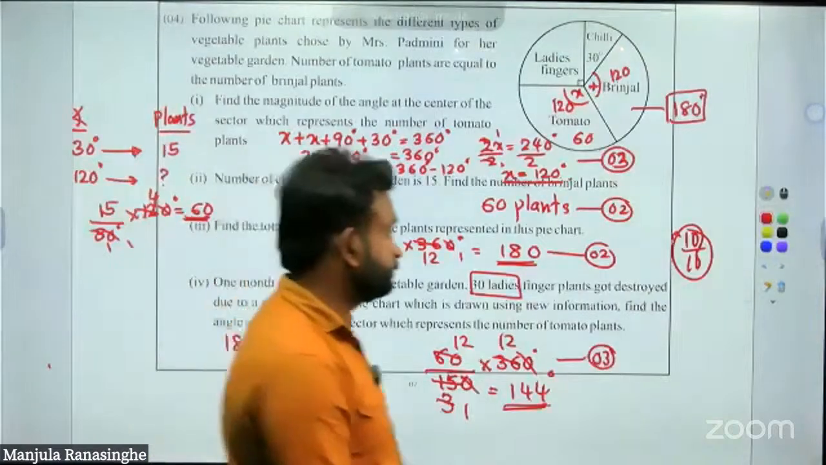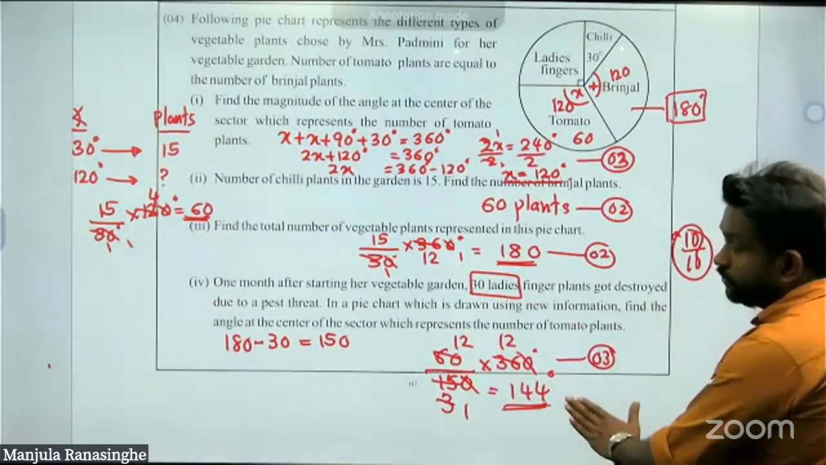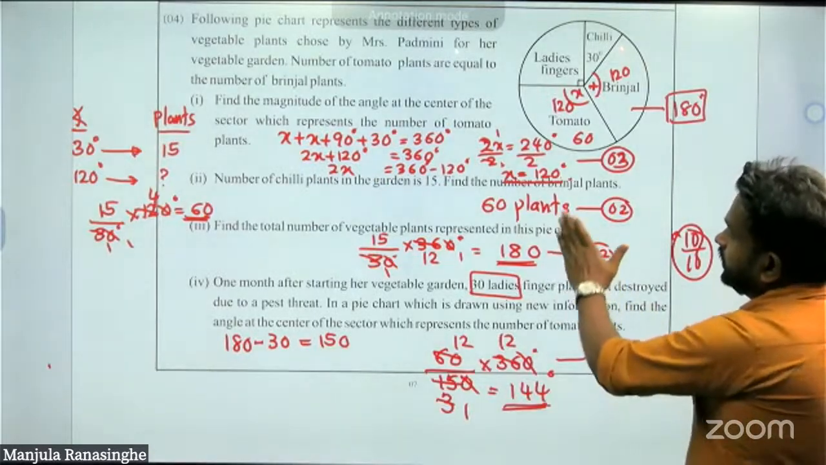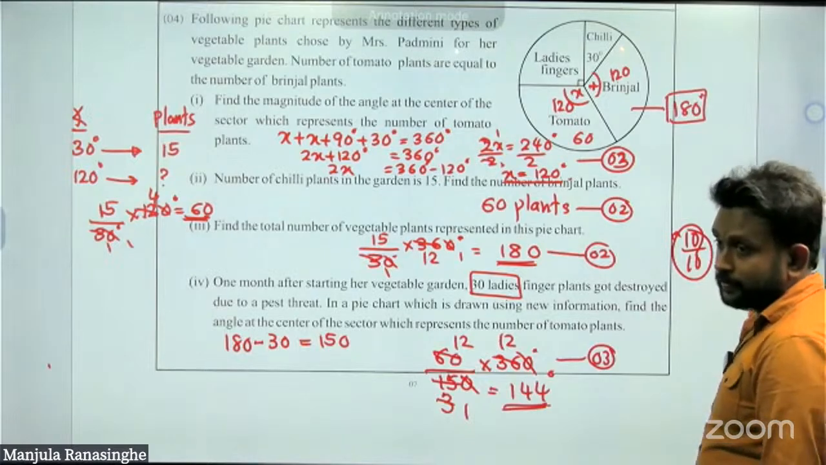Right. Make the correction. Here 144, here 180 plants, here 60 plants, here 120 degrees. Okay.